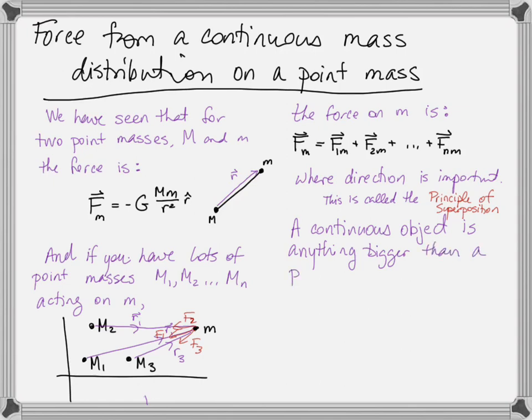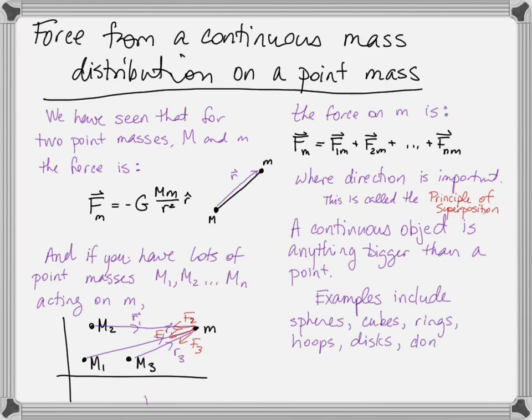When I say continuous mass, it's usually just a solid object, so anything bigger than a point particle. Examples would include things like spheres, cubes, rings, hoops, discs, donuts, cylinders, basically anything you can think of. And those can be solid or hollow, but anything bigger than a point mass. So as long as it's more than a point mass, it would fall under this category, and you'd have to do this procedure if you needed to find the force because of it.